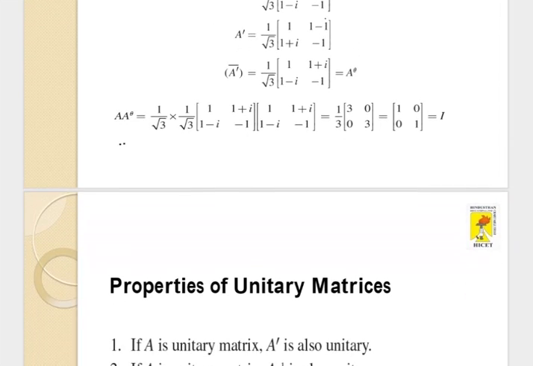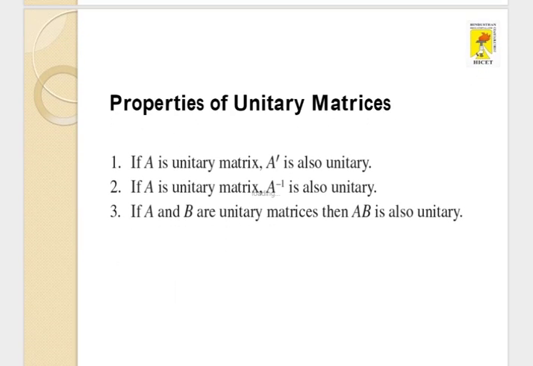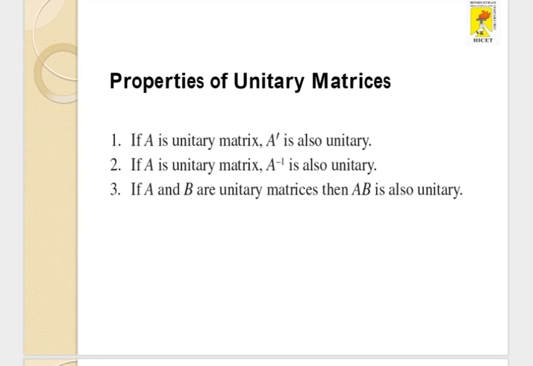Next, properties of unitary matrices. If A is a unitary matrix, A dash is also unitary. That is, A transpose is also unitary. If A is a unitary matrix, A inverse is also a unitary matrix. Third property, if A and B are unitary matrices, then AB is also a unitary matrix.